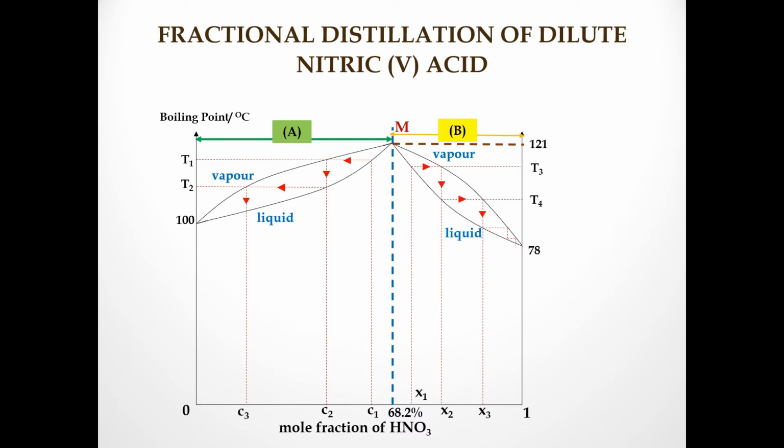Here shows the boiling point composition diagram. So after plotting the three points, the boiling point of water, the boiling point of nitric acid, and the boiling point of the azeotropic mixture, we draw the two curves. Okay, the vapor curve is above the liquid curve. Then we mark section A and section B. For section A, we have dilute nitric acid, where the composition of nitric acid is less than 68.2%. For section B, we have more concentrated nitric acid, where the composition of nitric acid is more than 68.2%.